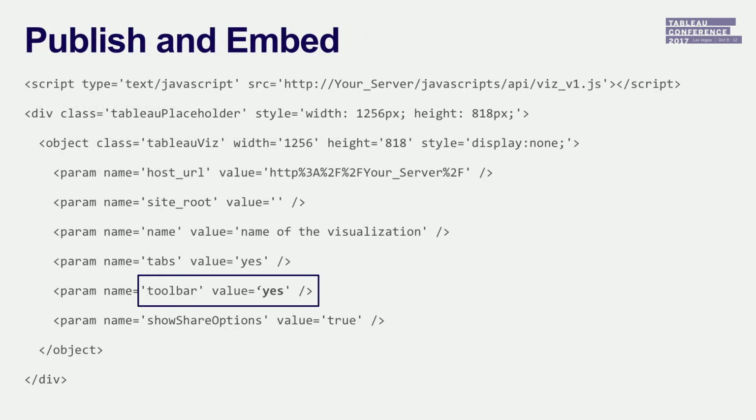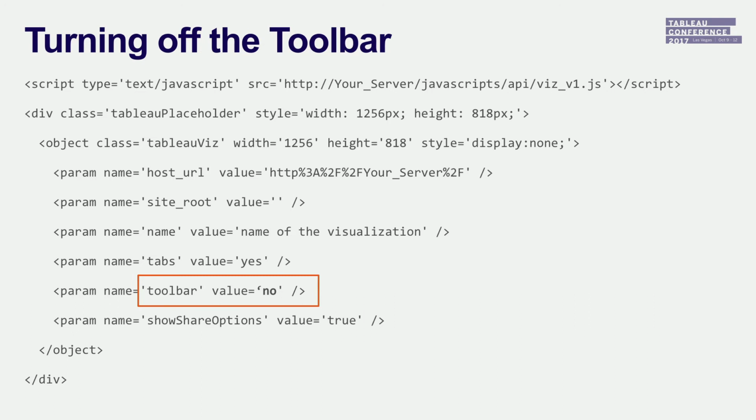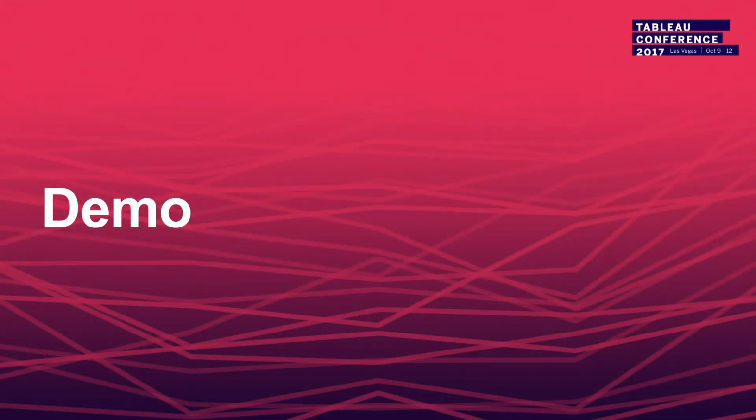So in order to turn the toolbar off, when you publish this viz, there's an option. When you copy the embed code, you get this piece, and there's a toolbar option that says yes. You have to turn it to no in order to turn the toolbar off. But as soon as you do that, you can embed that viz into your web page, and you can meet WCAG AA compliance. So now I want to show you that real quick.